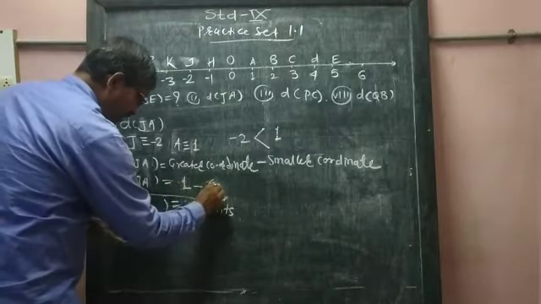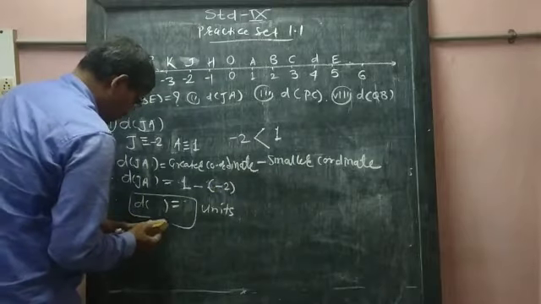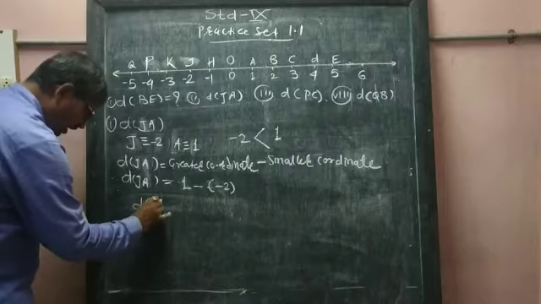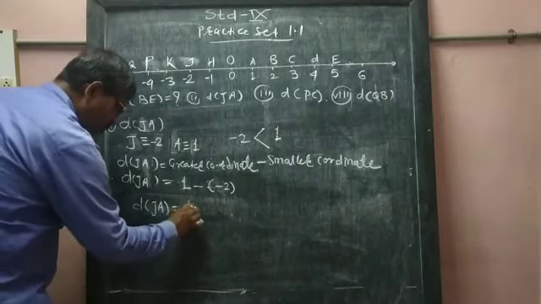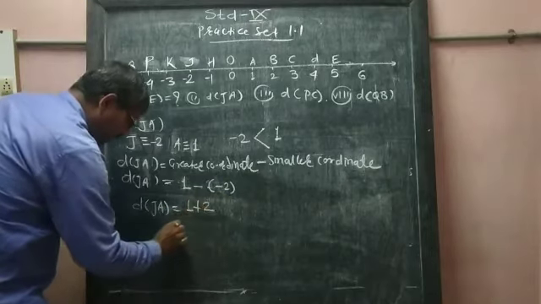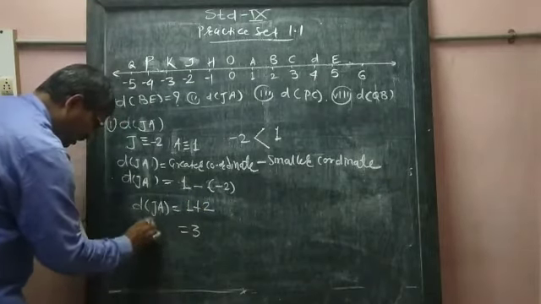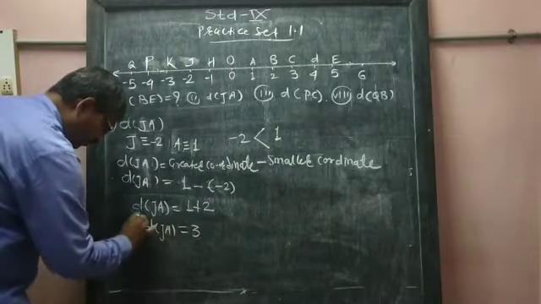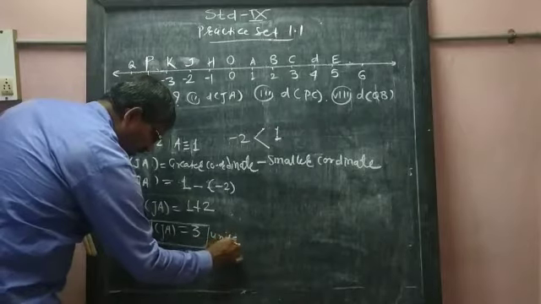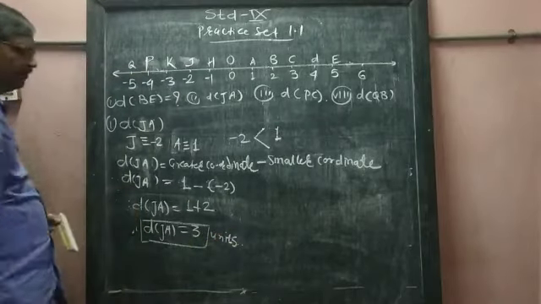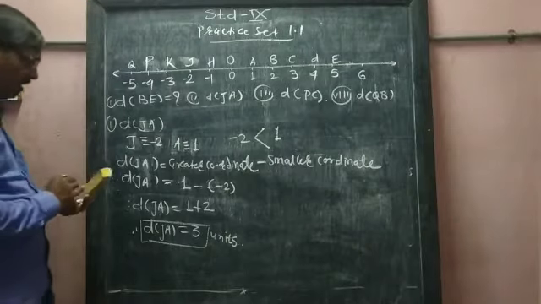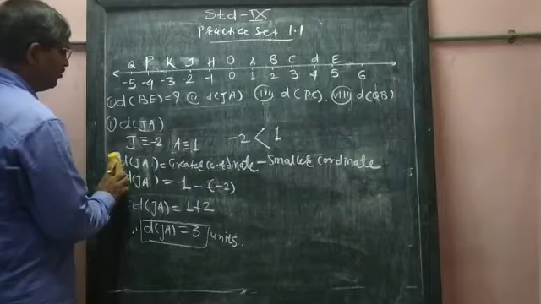We will write here the greater coordinate, which is 1, and here minus, in bracket, minus 2. Now distance of JA is equal to 1 minus in bracket minus 2. Out of bracket minus sign, in bracket minus sign, it becomes plus, and thus distance of JA is equal to 3 units. Understand?